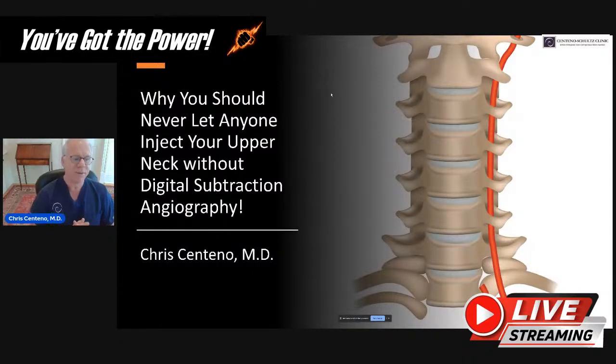Topic today is why you should never let anyone inject your upper neck without digital subtraction angiography. So what is DSA? Why is it so important? What the heck am I talking about here? You've probably heard me use that term DSA before. So let's get into it.